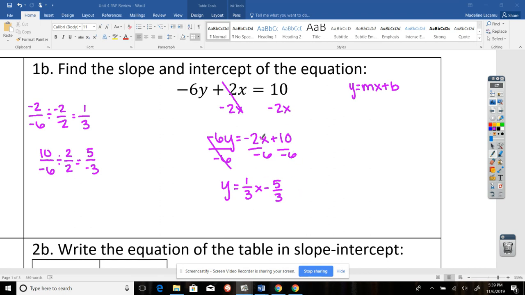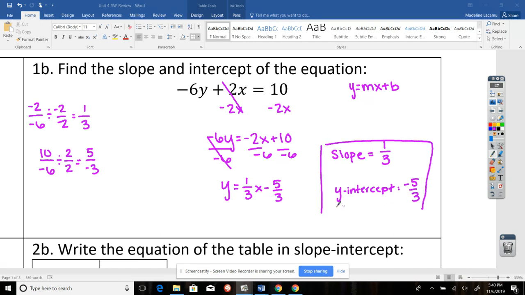Now again, this problem didn't want us to figure out what the equation was. It wanted our slope and our intercept. So we're going to just go ahead and write slope equals, and our slope here is the 1/3 because that's in front of the x, and our y-intercept is going to be the negative 5/3. So slope is 1/3, y-intercept is negative 5/3.